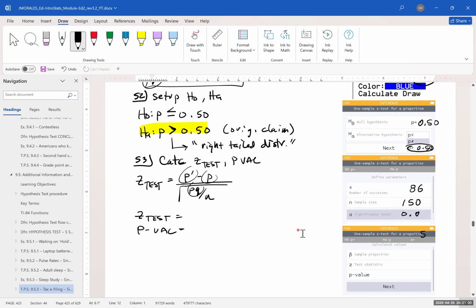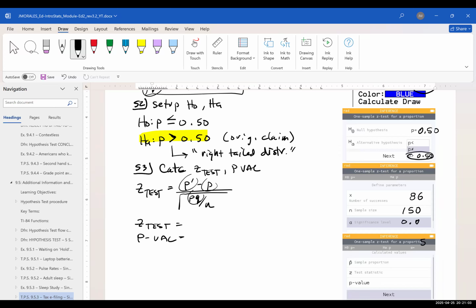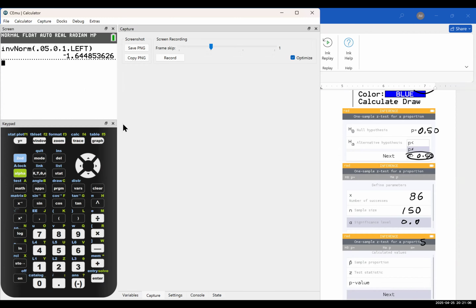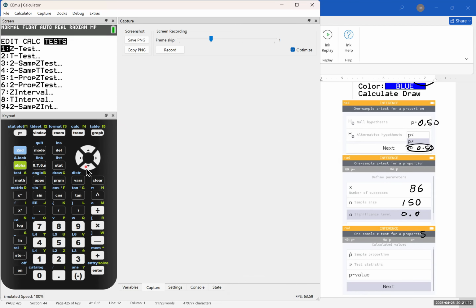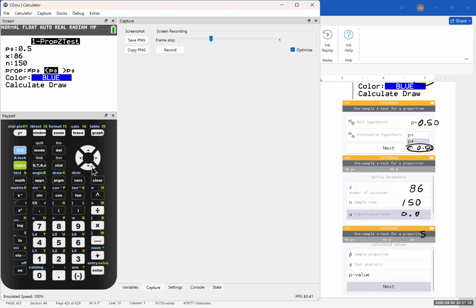All right, so let's go ahead and plug those into our calculators. So we need to use a one proportion z-test. So stat tests, go down to a one proportion z-test. The proportion that we're interested in is 0.5. We had 86 successes out of 150 in our sample size, and we're dealing with p greater than 0.5. So we need that one. Okay, I'll leave those values there for a minute.